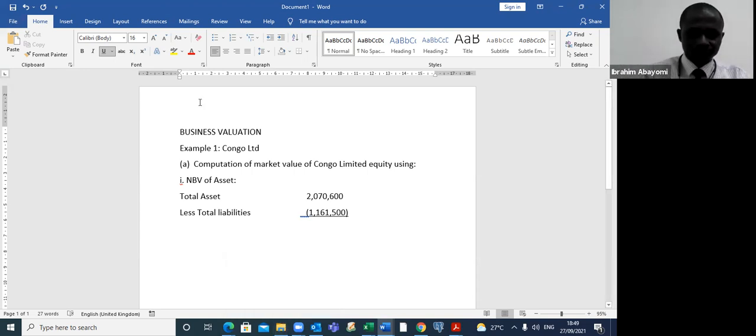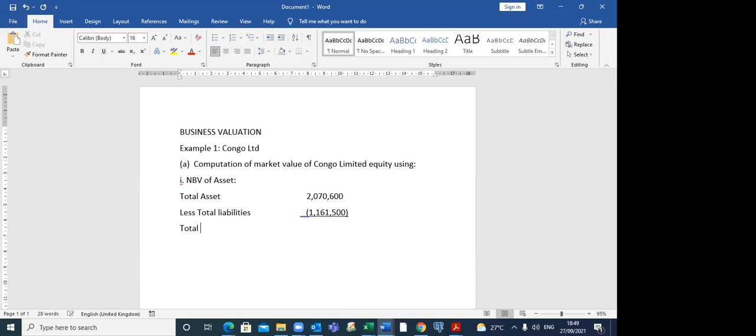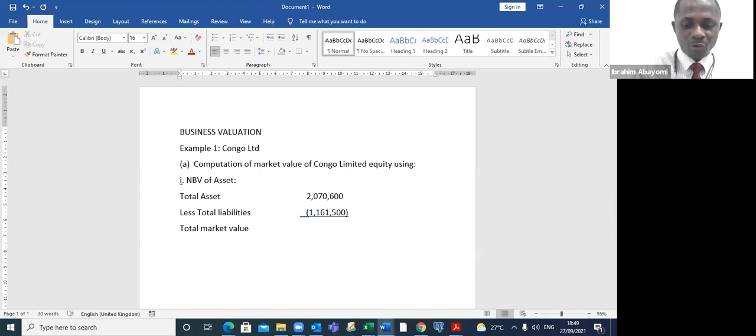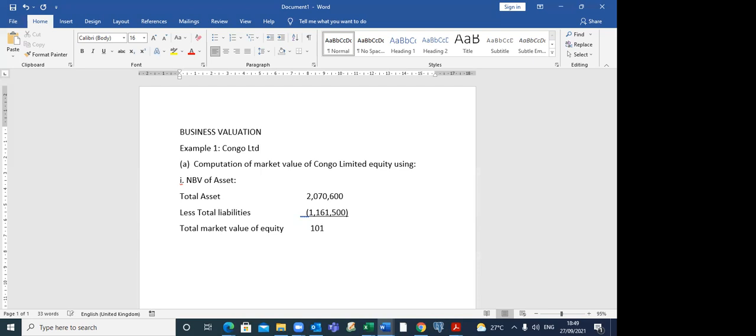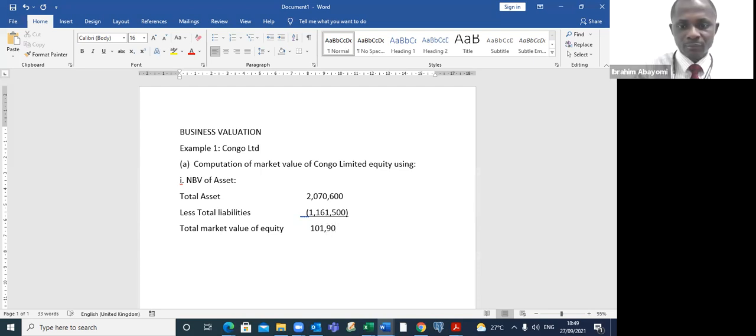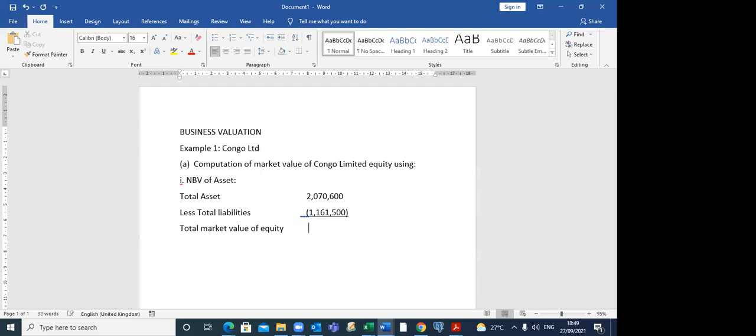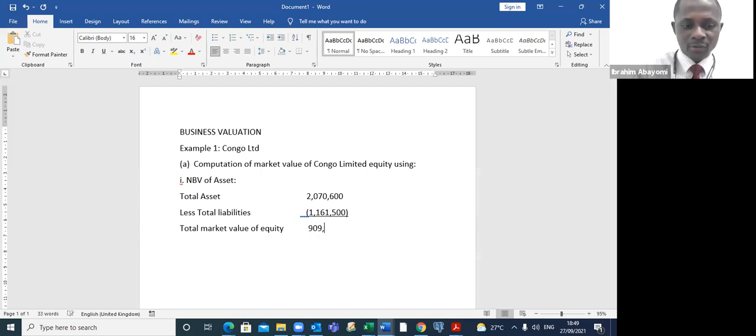So what do we have? Now give me the figure. 909,100. That is your total market value of equity. 909,100. That is the market value of your equity. It's as simple as this.